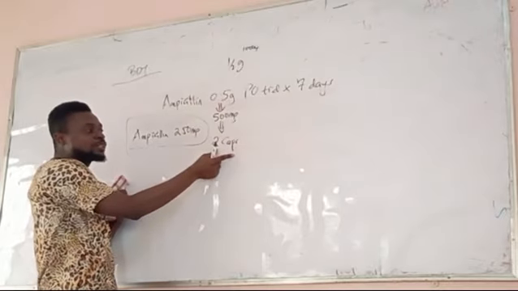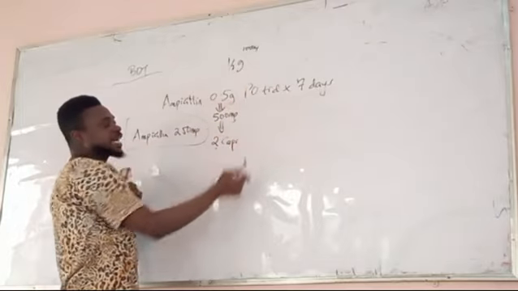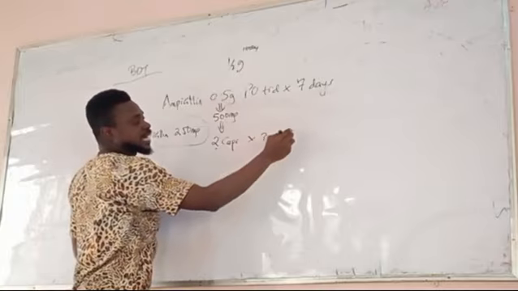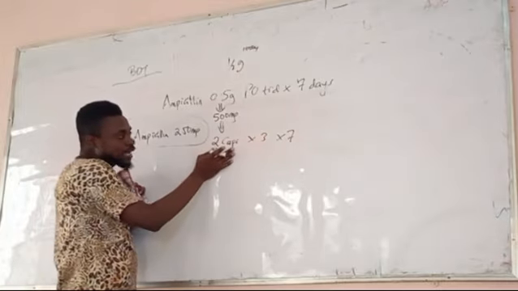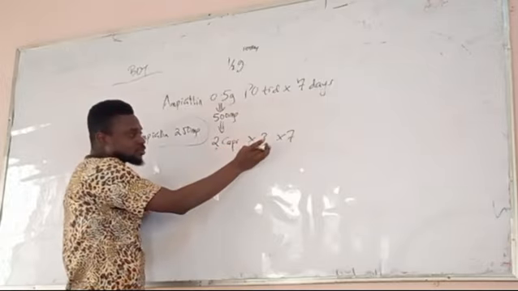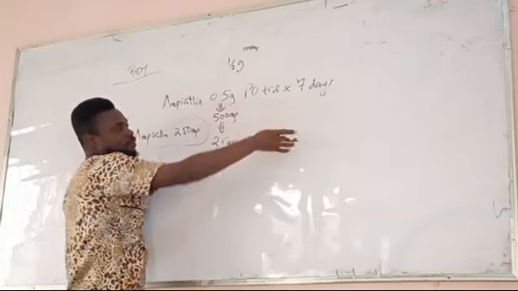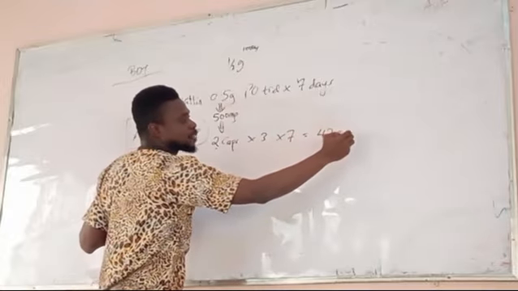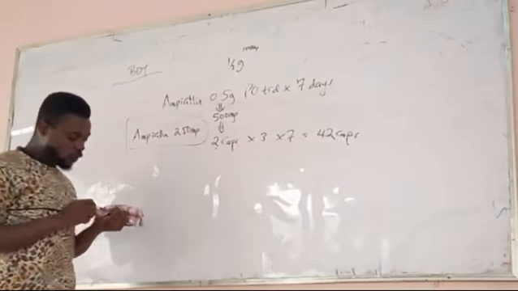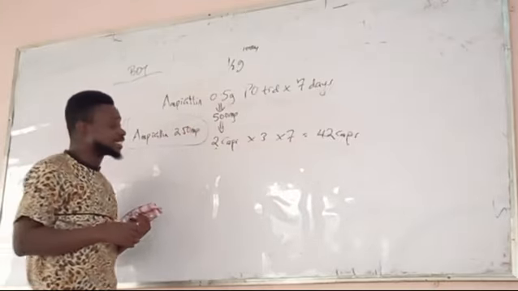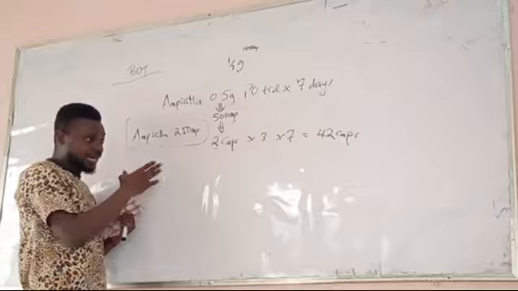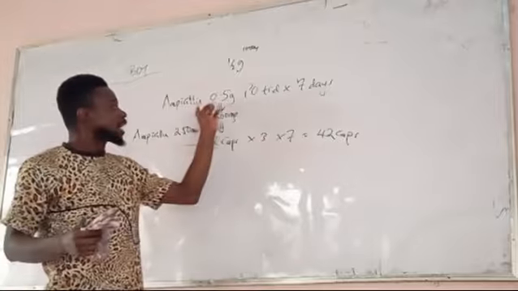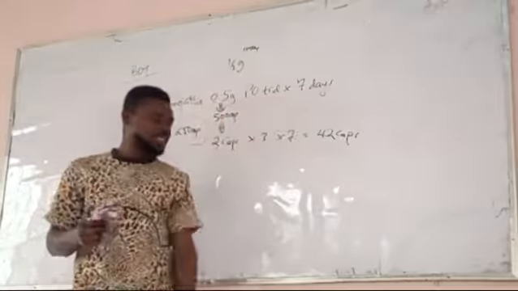So for the entire duration, a dose will need 2 capsules. But it's 3 times daily, so times 3. For 7 days, times 7. So 2 capsules times 3 is 6 capsules. For 7 days is 42 capsules. So 42 capsules is what the pharmacist or pharmacy technician will dispense to be able to cater for this prescription for 7 days.